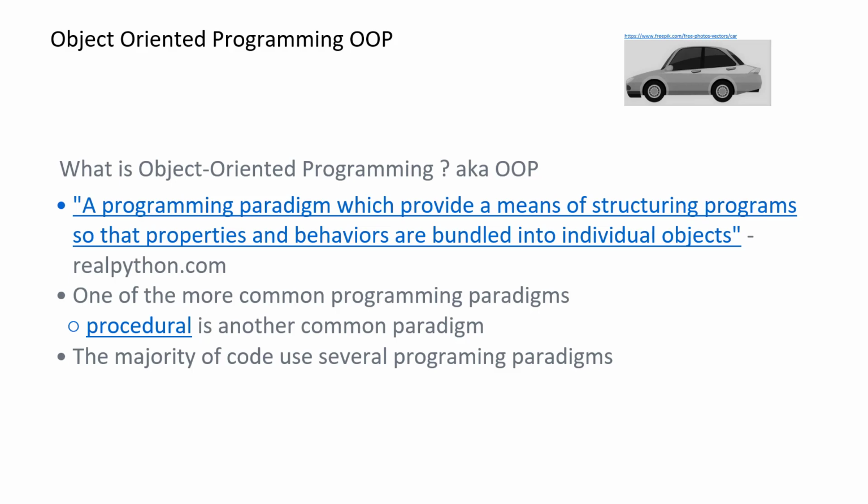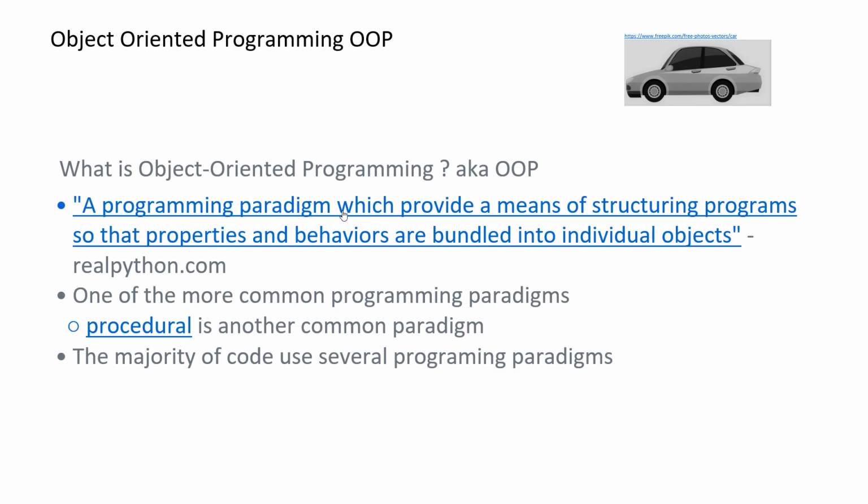All right, you may or may not have heard of object-oriented programming. Sometimes it's referred to as OOP. Object-oriented programming, as defined by realpython.com, is a programming paradigm which provides a means of structuring programs so that properties and behaviors are bundled into individual objects. Now, that might seem like a fairly complicated way to describe object-oriented programming, but let's just break it down.